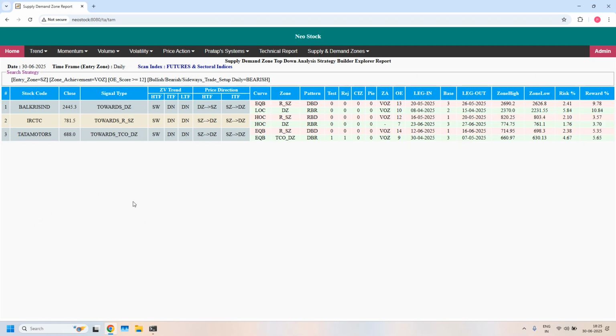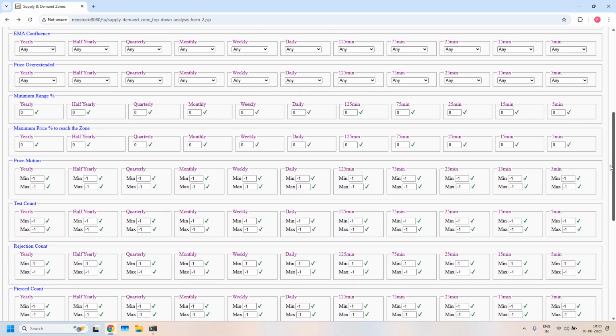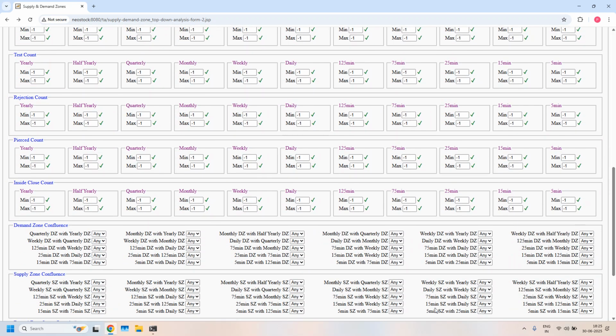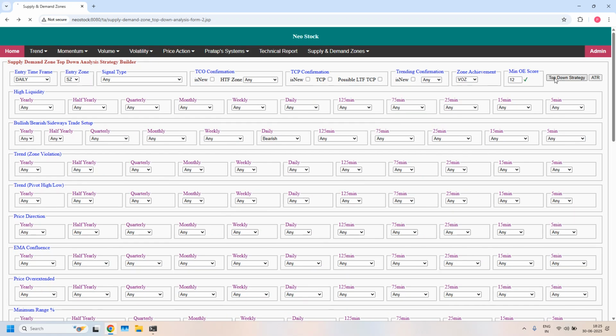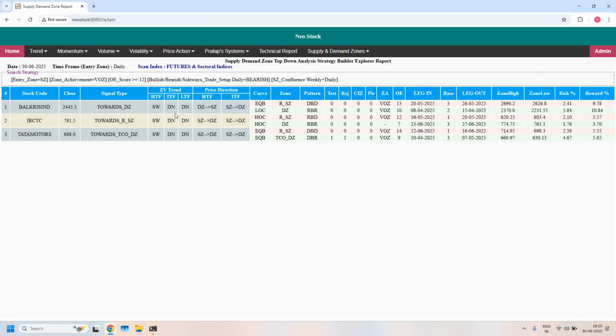Supporting bearish trade setup for monthly income trade, and entry time frame zones are daily supply zones. Out of these 3 daily supply zones, how many might be having a higher success rate? That we will filter based on zone confluence, supply zone confluence this time. So daily and weekly supply zone confluence filter is enabled. We got all 3 stocks, and ITF trend is a downtrend.